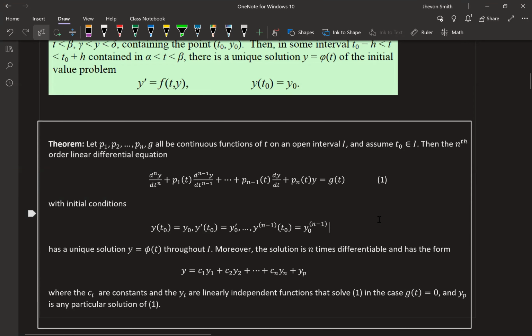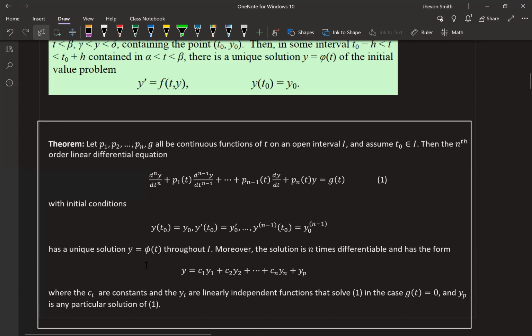So it turns out, if I have an nth order linear differential equation, under the conditions that the coefficient functions are continuous on an interval, then I can find a unique solution on that interval that fits any set of initial conditions I'm given on that interval. The existence of a solution is guaranteed. Moreover, the solution is unique, and I can write it in a very specific, predictable form.